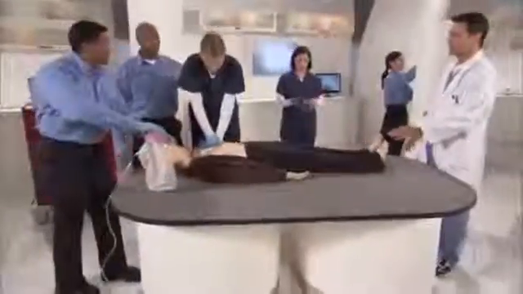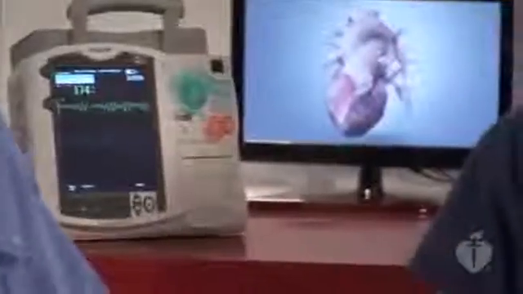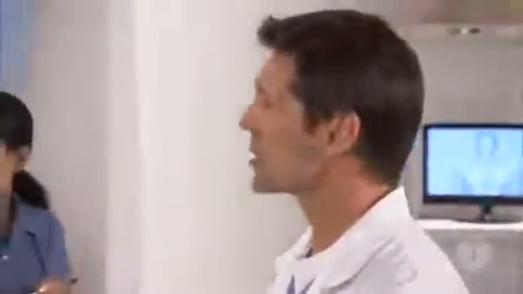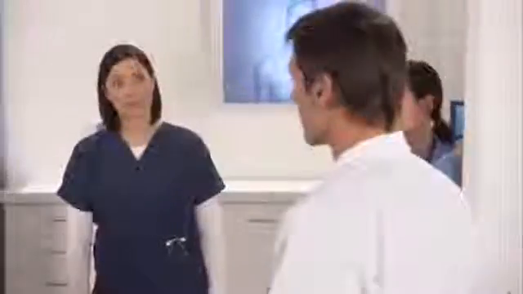Okay, let's analyze this rhythm. Stand back, everyone. Hold chest compressions. Okay, we've got persistent VF. Resuming compressions. Let's deliver a second shock at 150 joules. Dana, let's establish IV access and be prepared to administer 1 milligram of epinephrine IV.